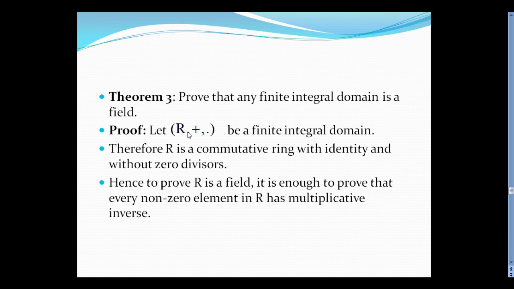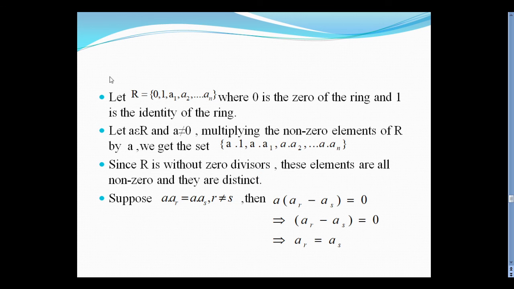Let R under addition and dot product be a finite integral domain. R is a commutative ring with identity and without zero divisors. It will have identity but without zero divisors. So hence, to prove R is a field, it is enough to prove that every non-zero element in R has a multiplicative inverse. So let R equal 0, 1, a1, a2 up to an, where 0 is the 0 of the ring and 1 is the identity element of the ring.